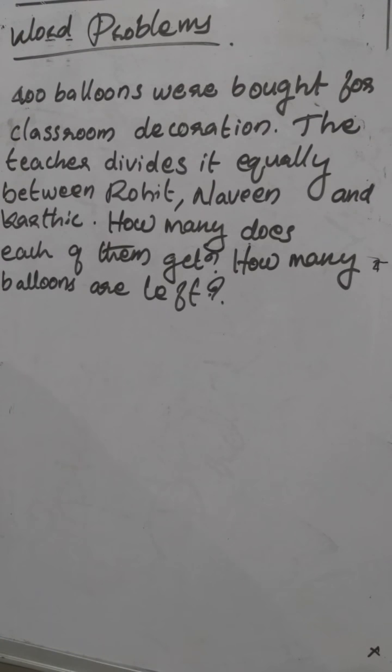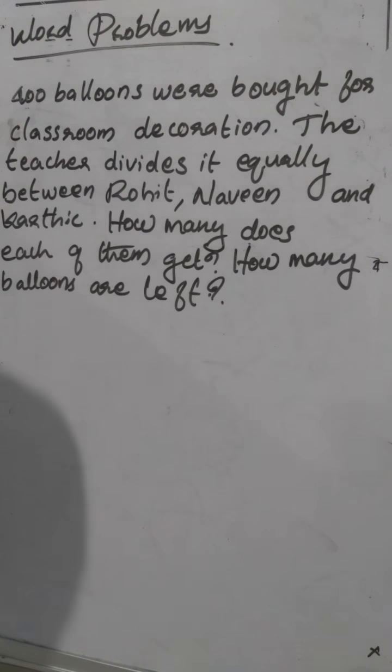400 balloons were bought for classroom decoration. The teacher divides it equally between Rohit, Naveen and Karthik. How many does each of them get? How many balloons are left?